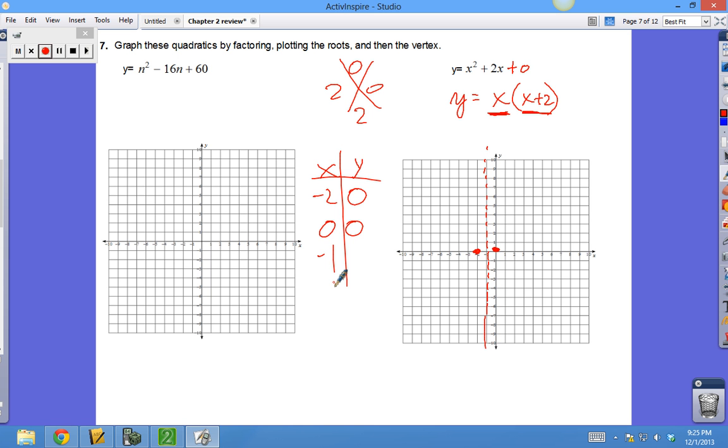So it's -1. Now I'm going to take a -1 and plug it in. -1 squared plus 2 times a -1. And that's going to be 1 plus a -2. 1 plus -2 is just a -1. So -1 and -1. So go left one, down one. And there is your parabola.